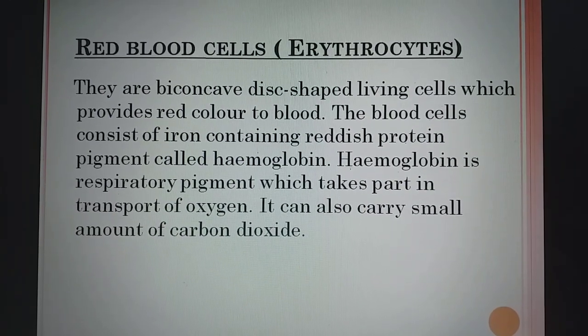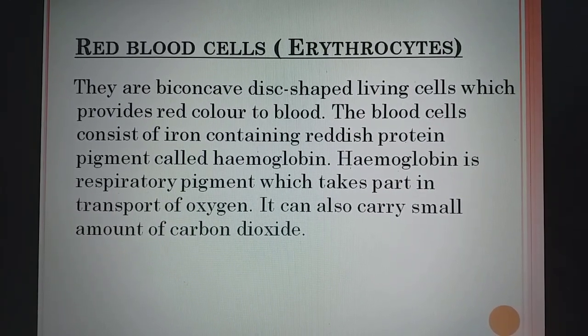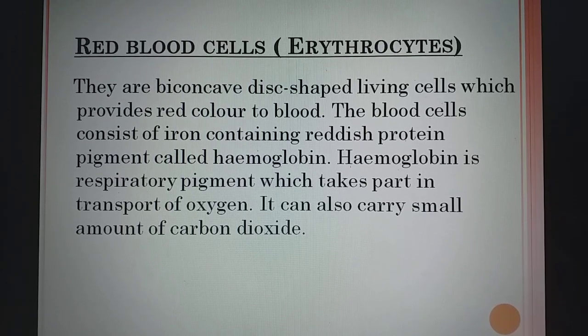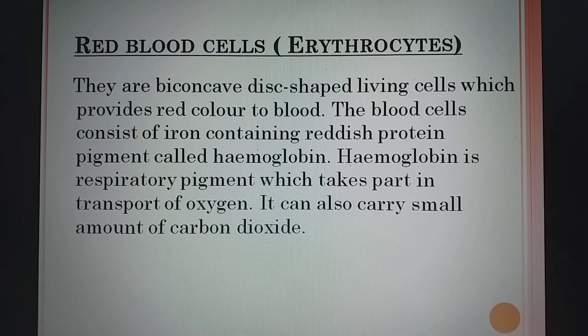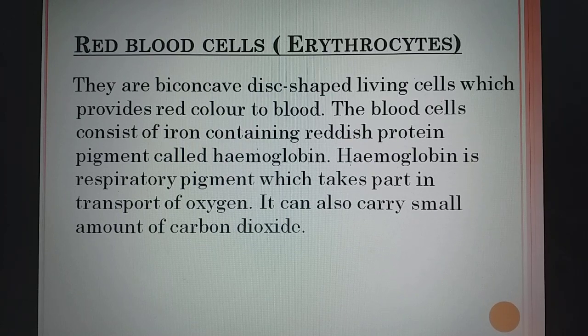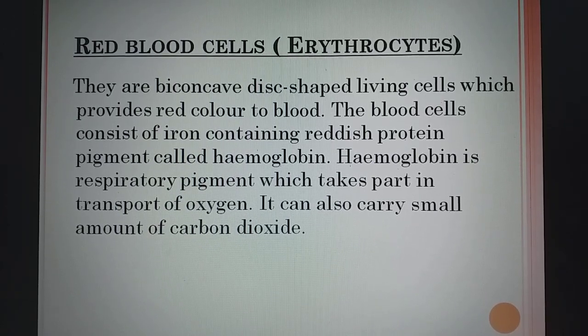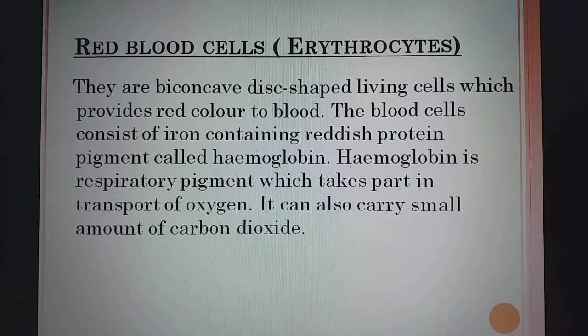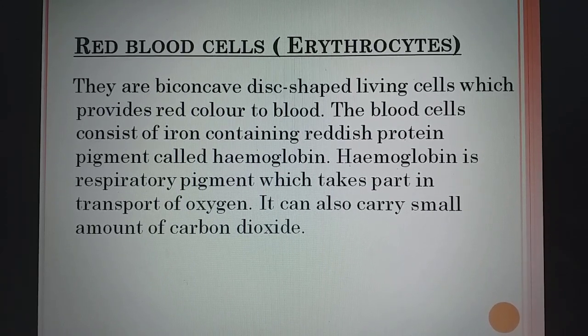Now red blood cell, also known as erythrocyte. It is a biconcave, disc-shaped living cell which provides red color to blood. The red blood cell consists of an iron-containing reddish protein pigment called hemoglobin. Hemoglobin is a respiratory pigment which takes part in the transport of oxygen. It can also carry a small amount of carbon dioxide. The structure of hemoglobin is cup-shaped; it carries oxygen to the required tissues or cells, leaves the oxygen there, picks up carbon dioxide, and brings it to the lungs.